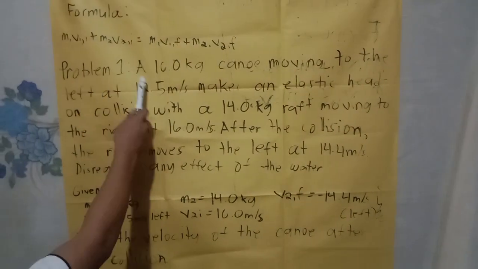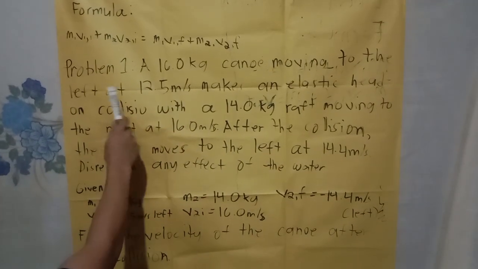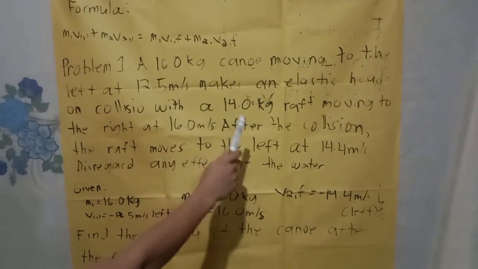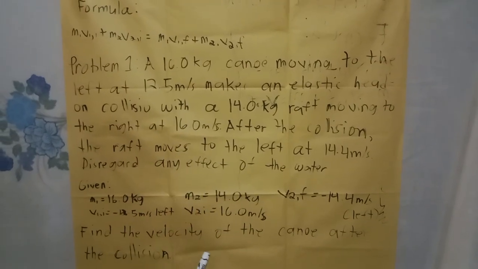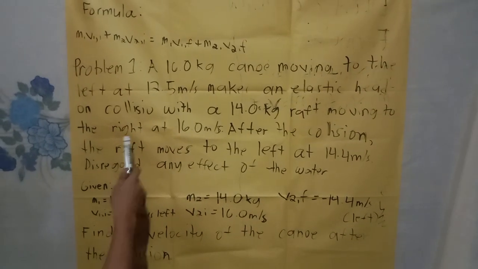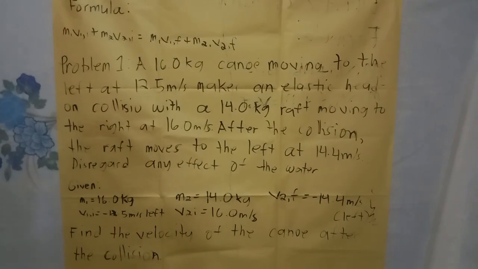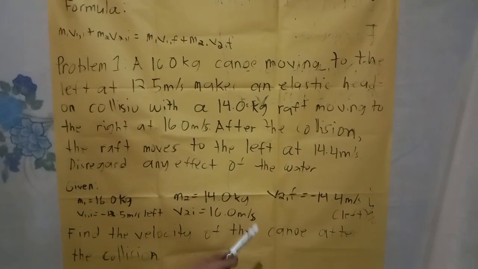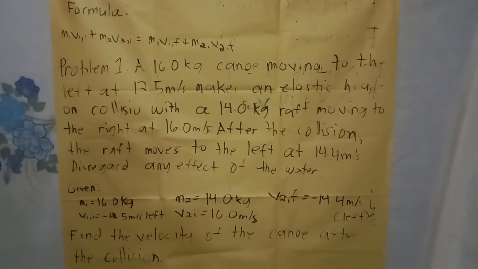I have a problem here. A 16 kilogram canoe moving to the left at 12.5 meters per second makes an elastic head-on collision with a 14.0 kilogram raft moving to the right at 16.0 meters per second. After the collision, the raft moves to the left at 14.4 meters per second. Disregard any effect of the water.